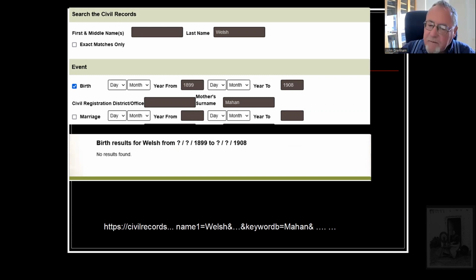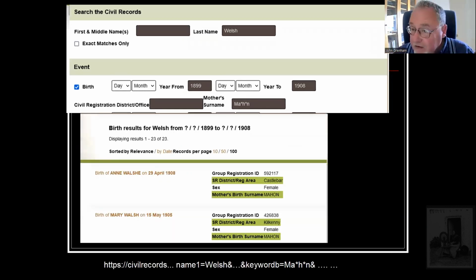So that's key. Name 1 equals Welsh, keyword equals Mahon. No surname variants are applied to the keyword. So the mother's surname is not searched for variants. On the other hand, the mother's surname, the keyword, does take wildcards. So if you put in an asterisk before the H and an asterisk instead of the AHAN, H asterisk N, it finds Mahan, Mahin, Mohan. So wildcards work, but variants don't in those secondary surnames.